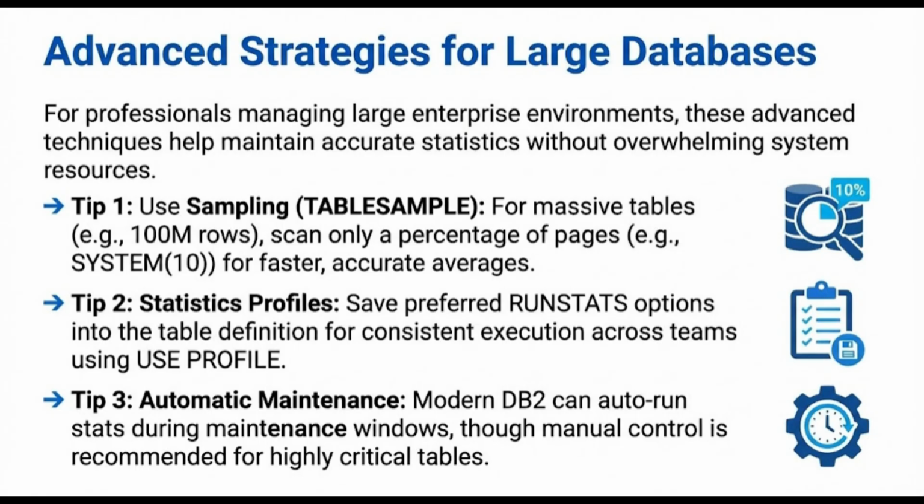For those of you handling large enterprise databases, here are 3 advanced tips to take your skills to the next level. Tip number 1. Use sampling for large tables. If you have a table with 100 million rows, scanning every single row for statistics can take hours. You don't need to check every row to get a good average. Use the Tables Sample System option. For example, run stats on table, my table, table sample, system 10. This tells DB2 to only look at 10% of the pages. It's much faster and usually just as accurate for the optimizer.